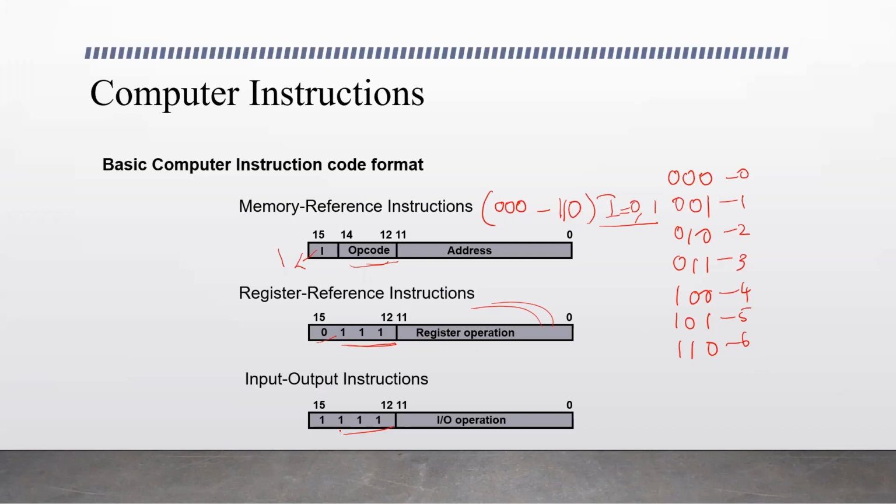And when the opcode is 111 and the leftmost bit is 1, the control recognizes it as an input output instruction, and the input output operation is performed. Input output operation is the operation that takes input from the user through the input device, generates the output, and gives it through the output device to the user.